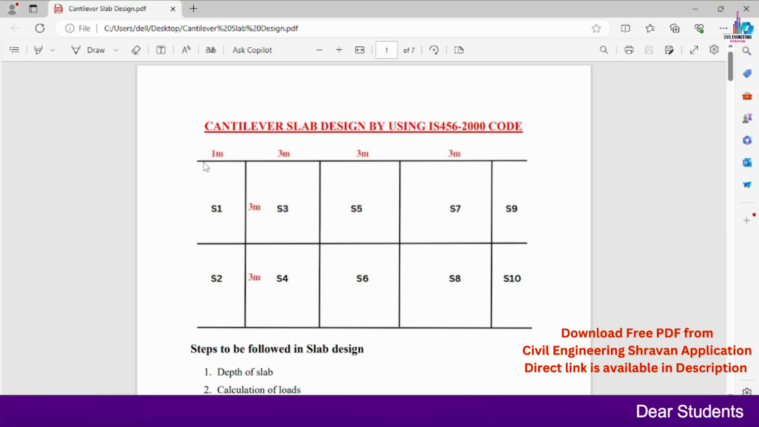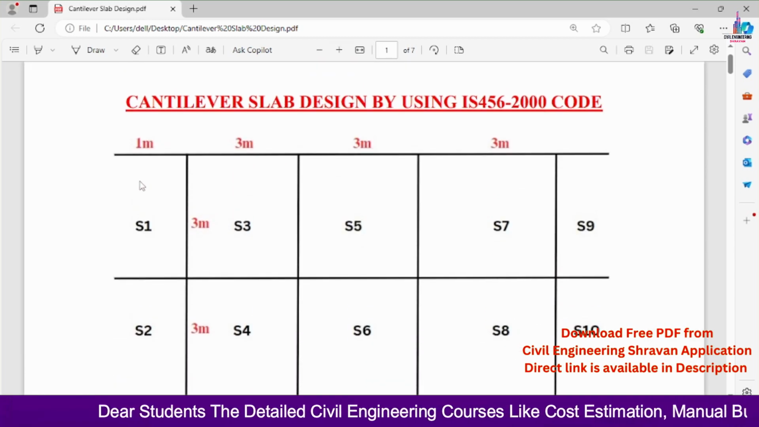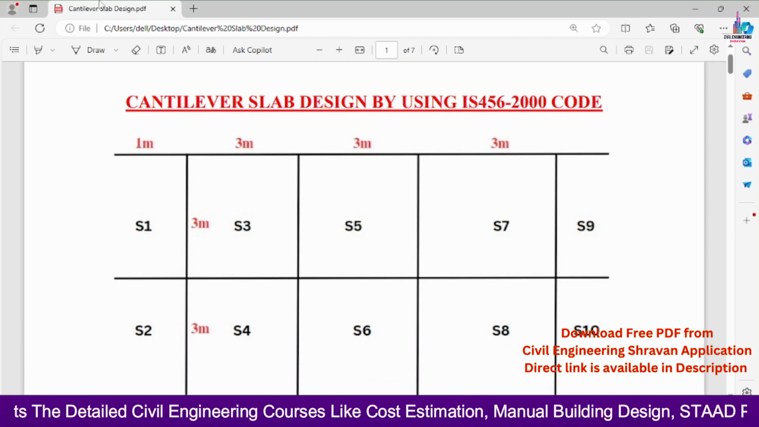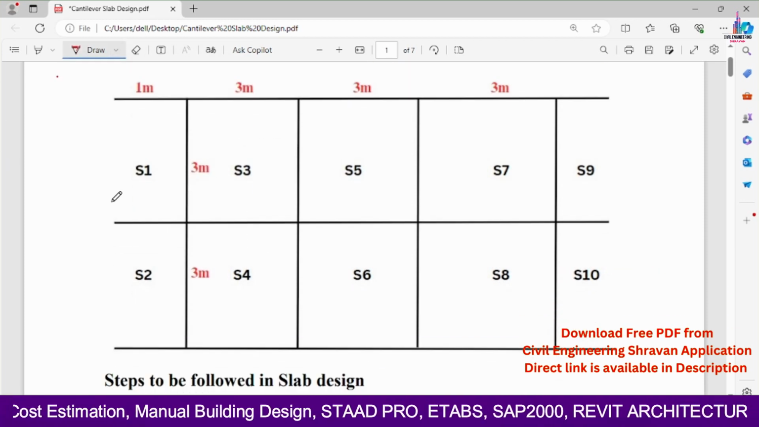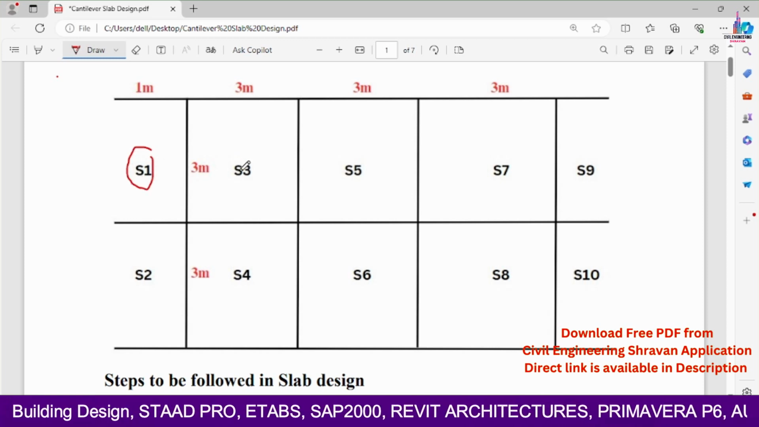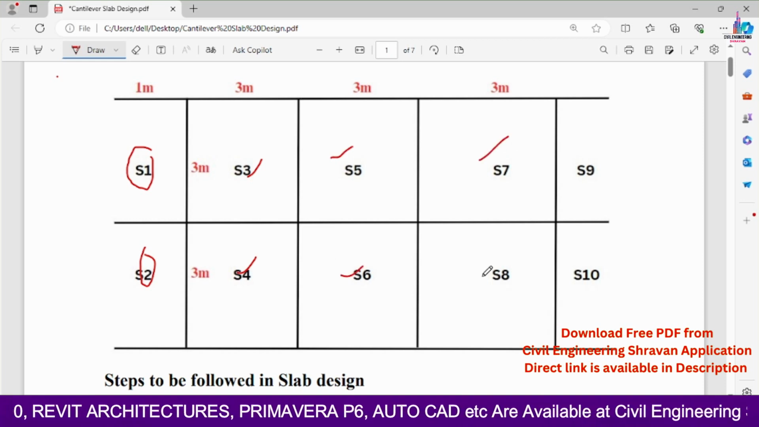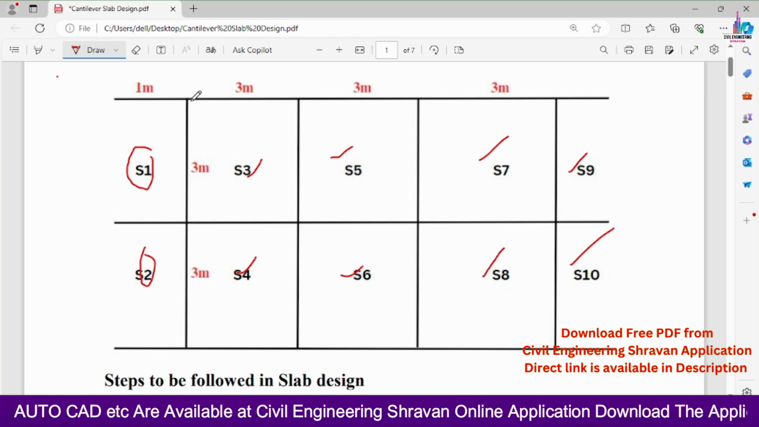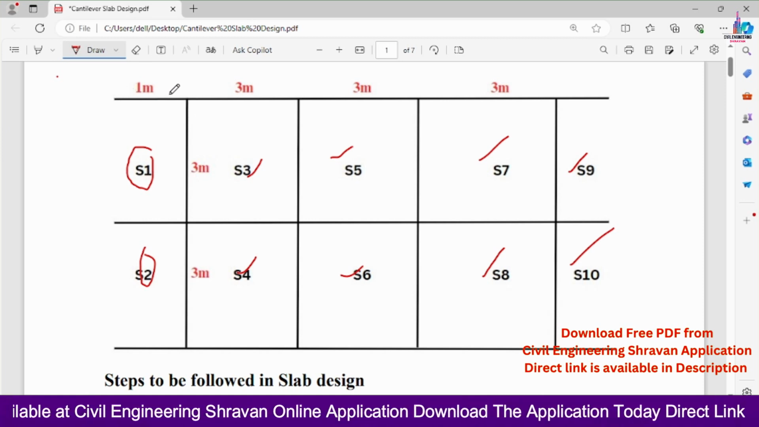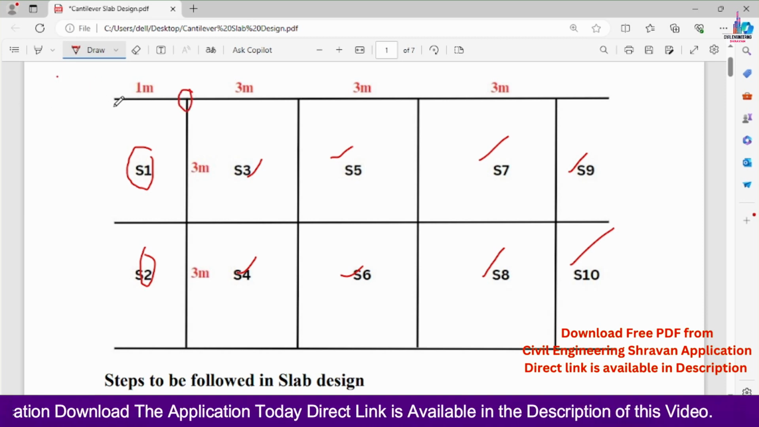Here you can see this is the cantilever slab design section PDF related to IS 456:2000 code provisions. Now we can see the panels of the slab. Let us consider these panels consisting of S1, S2, S3, S4, S5, S6, S7, S8, S9, S10. For the S1 section, there is no support at this free end, so it has only one support. So it comes under a cantilever. The panel connected between two cantilever beams, we generally consider as a cantilever slab.